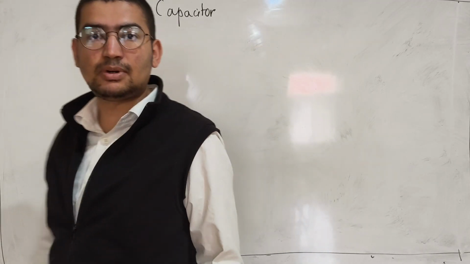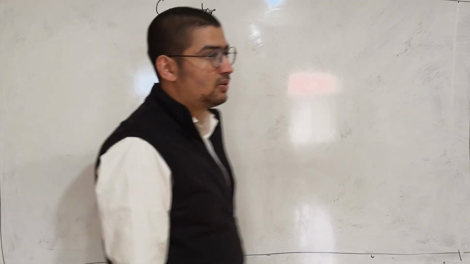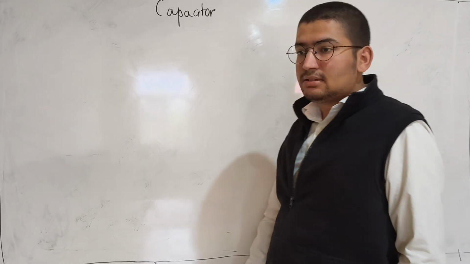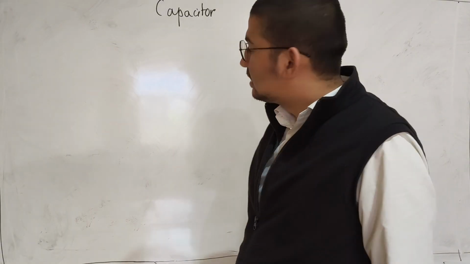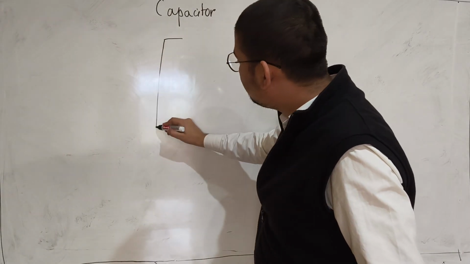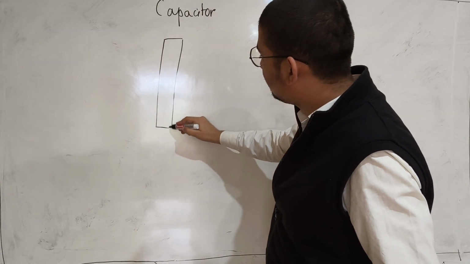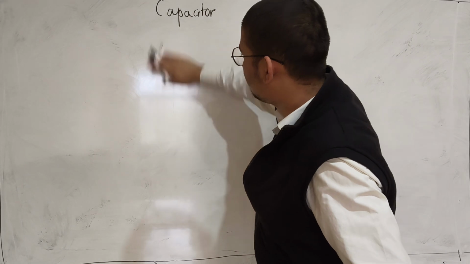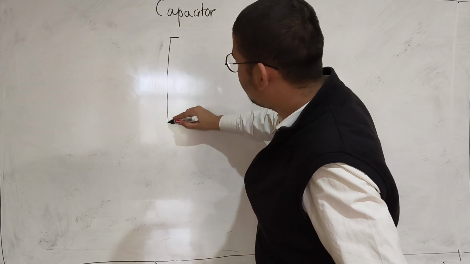So, let's see what a capacitor is. A capacitor is a simple device which can be used to store charges. There are two plates in a capacitor. So, I will draw it here.